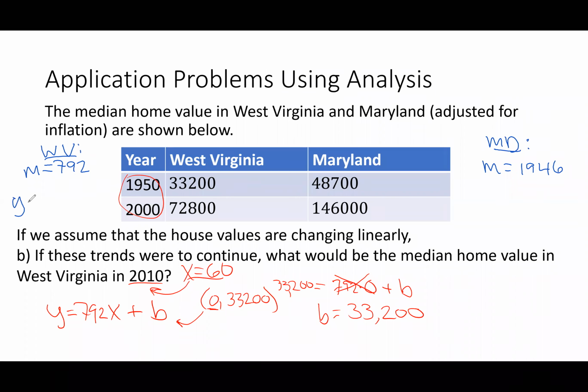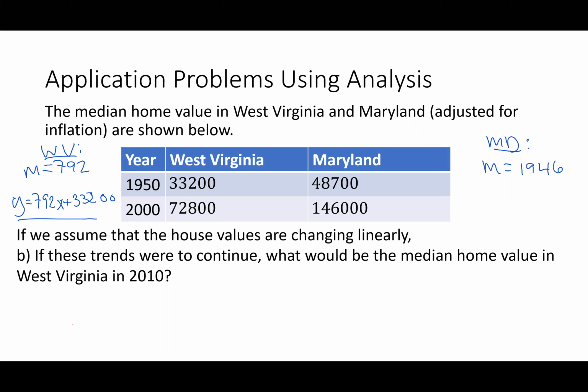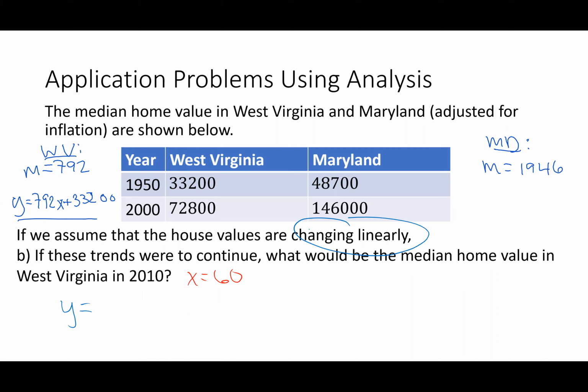Great. So if I made an equation for West Virginia, and let me use the annotation here, it would be y equals 792x plus 33,200. So this is going to be my equation for West Virginia. So now we're going to use that equation. We're going to plug x equals 60 into it. So having that equation is pretty handy. Since you already assumed that it was changing linearly, I don't see why it would be a bad exercise to just find the equations anyway, right out of the gate.